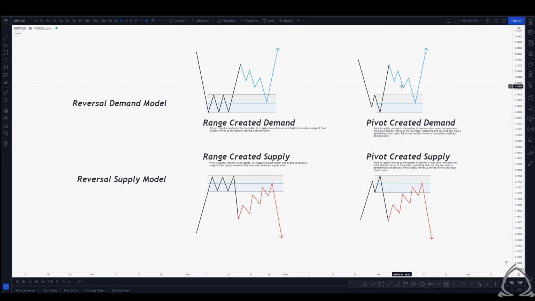We're instead waiting for price to return to this newly created demand zone to look for entries. And then finally, we have our pivot created supply. And this, again, is created from an up move.